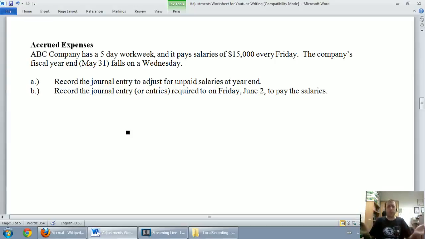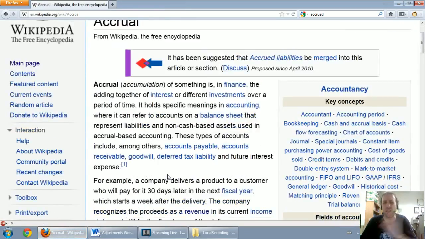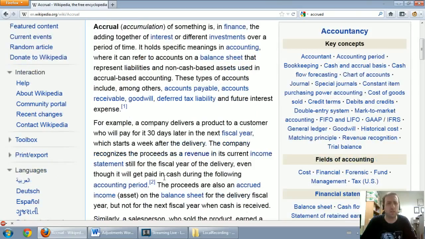And so I did what any good academic would do. I looked up the term on Wikipedia for accrual. Accrued is too common a word, and it's used in different contexts. And so here's what I got. Accrual. Accumulation of something is, in finance, adding together of interest or different investments over a period of time. It holds specific meanings in accounting. Aha, this should be interesting.